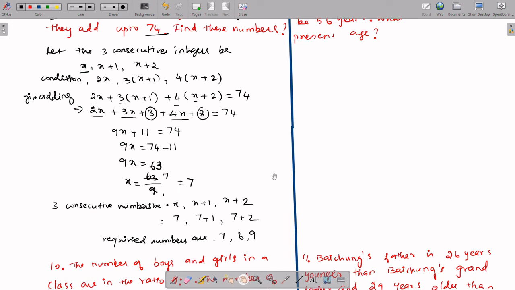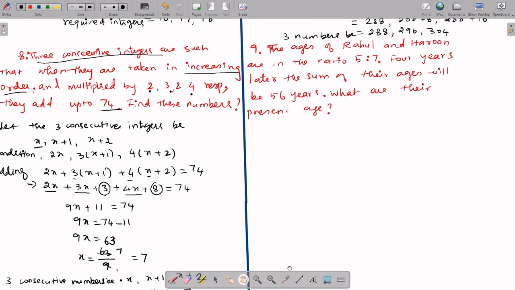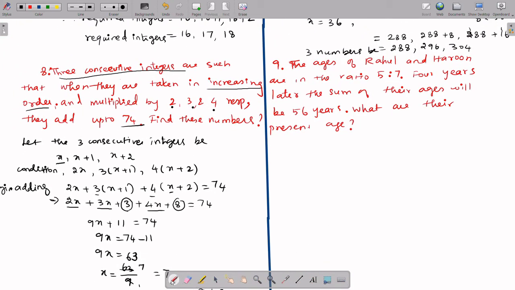And the next one, what about the next problem? The ages of Rahul and Harun are in the ratio 5:7. Two persons' ages in the ratio 5:7 is given. Then 4 years later, the sum of their ages will be 56 years. After 4 years both ages are increased by 4, and when you add, the sum is 56 years. Now we have to find the present ages.